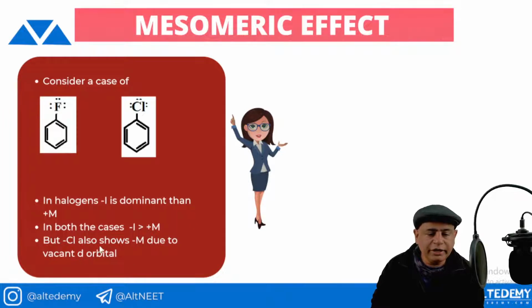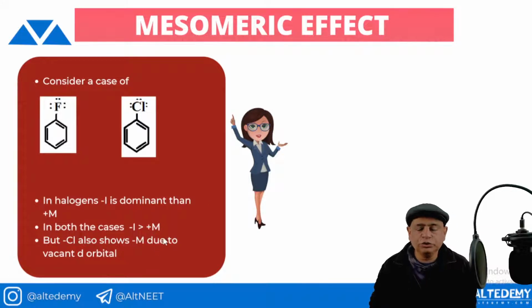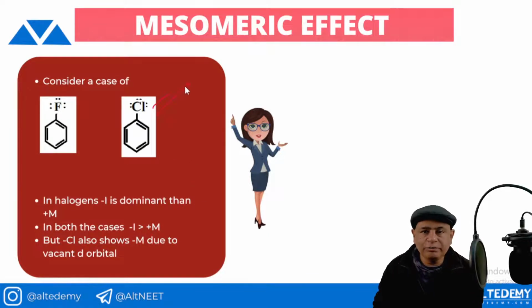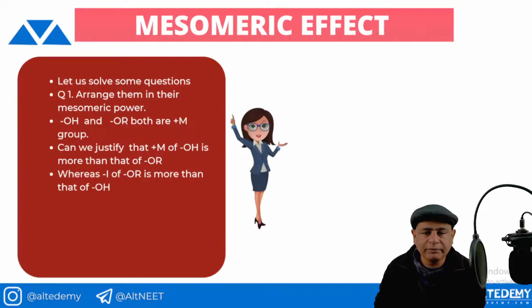But chlorine also shows minus M due to vacant d orbital. Look here, it also shows minus M. So whenever you are dealing with these species, you have to bear in mind whether they are having some kind of vacant orbital or not. And vacant orbital, how can you find out? Write down their configuration. If they are falling in the third and fourth period, then obviously you can say they will definitely be having some kind of vacant orbital.